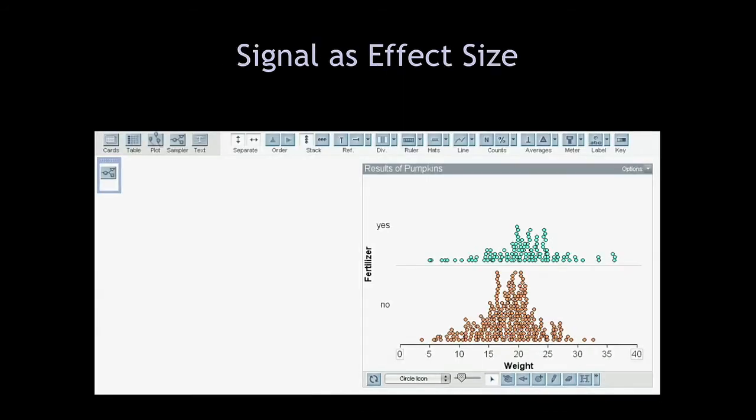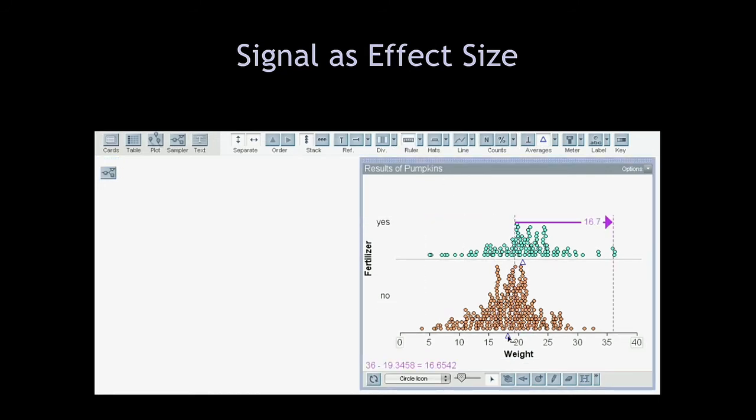This graph shows the weight of 400 pumpkins. The group on the top were fertilized, the group on the bottom were not. Of course, the question is, did the fertilizer have an effect? This is a problem we've given to 8th graders once they've become comfortable using means or averages to compare groups. And in TinkerPlots, they can snap the ends of a ruler on to read off that difference.